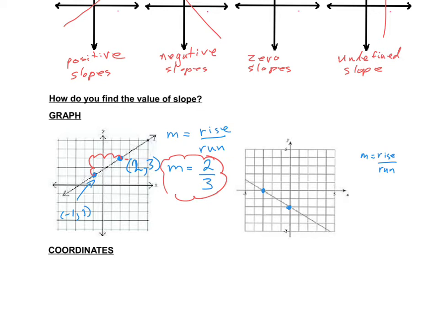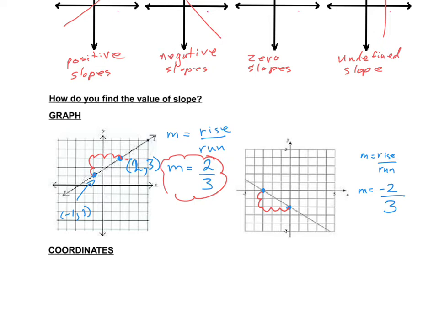If I start from the leftmost point, I have to go down 2, so my rise is -2. Now my run is going to be to the right, 1, 2, 3, so that's +3. So our slope for this one is -2 over 3. That's basically how you calculate the value of a slope from a line on a graph.